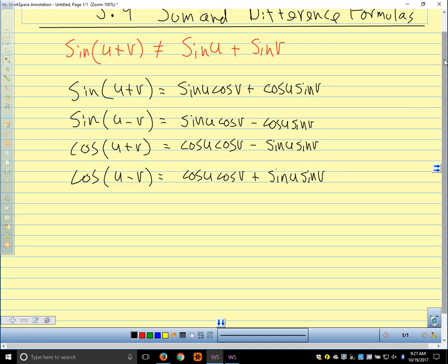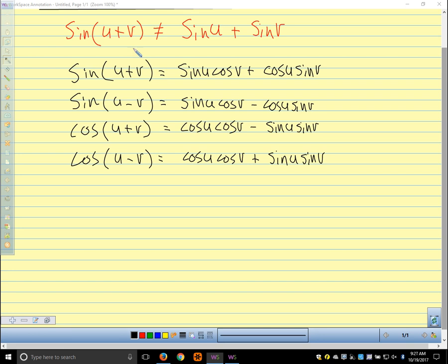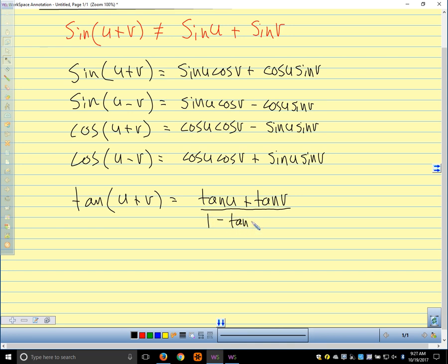All right, and our tangent formulas come from doing sine of u plus v over cosine of u plus v, or sine of u minus v over cosine of u minus v, and then working with those to simplify them. So the tangent of u plus v is tangent u plus tangent v. So that looks pretty nice, but because tangent is a fraction, we have a fraction here, over 1 minus tangent u tangent v.